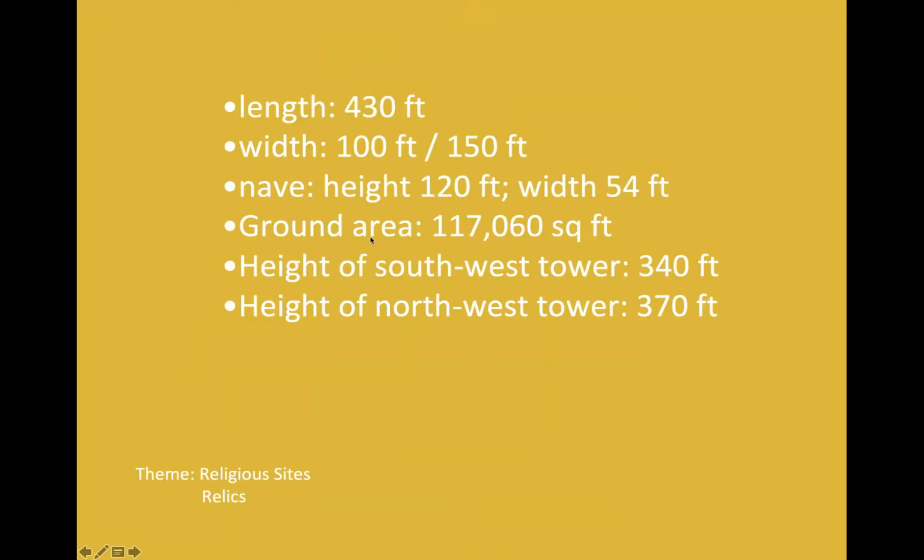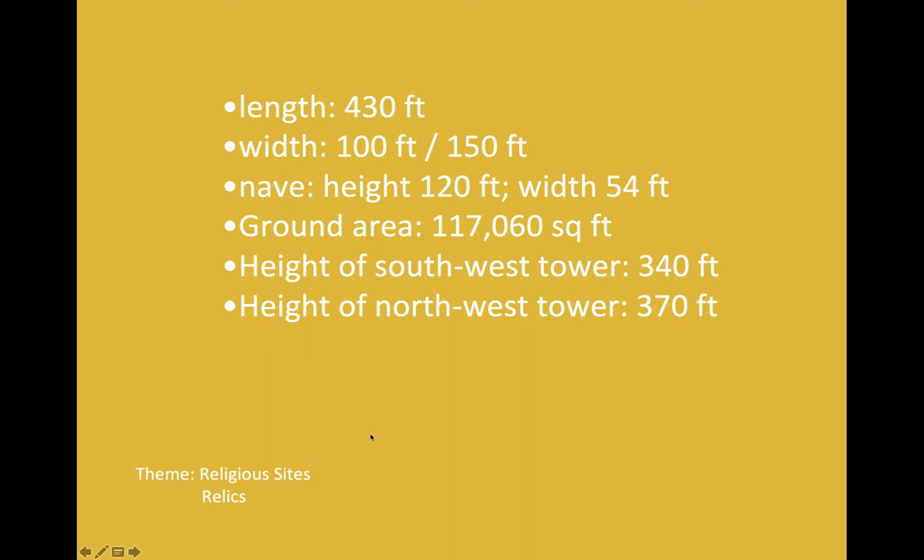All right. So when we're looking at it, it's just long, 430 feet. It's a very long church. It's very wide. It's 100 feet wide down the center, down that nave where people stand. And then it's 150 feet wide at that crossing area. Okay. So, it's tall. I mean, look at how tall, 120 feet. It's just a giant space. So it's a religious site.